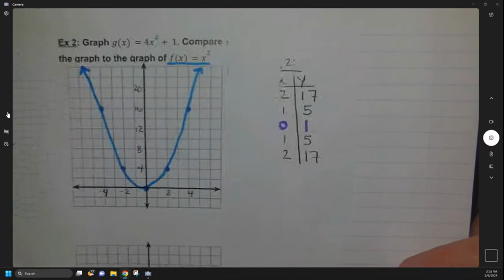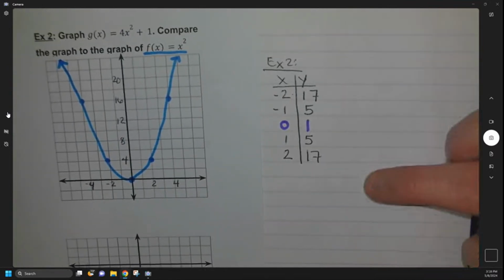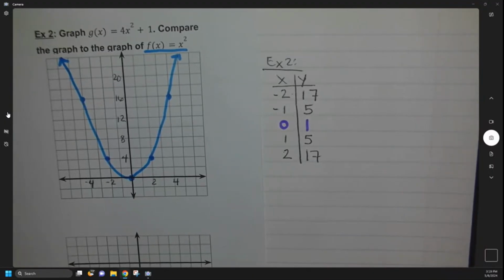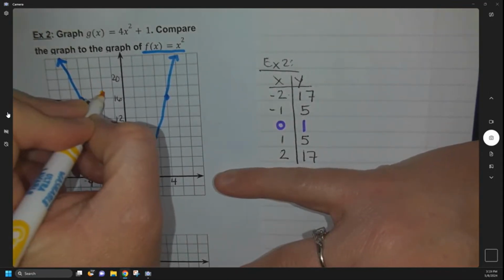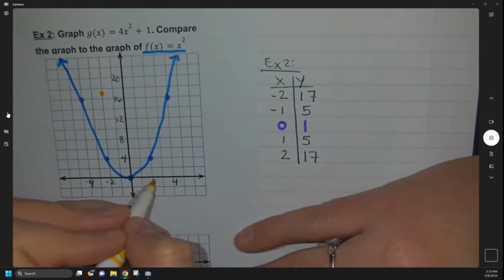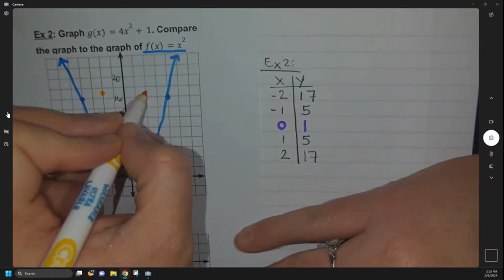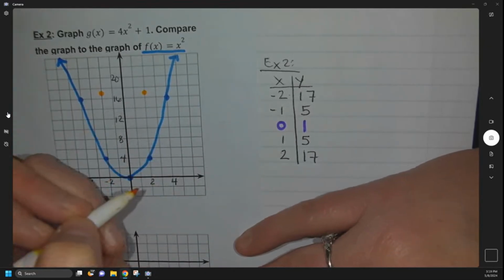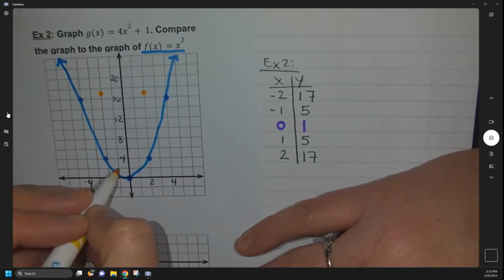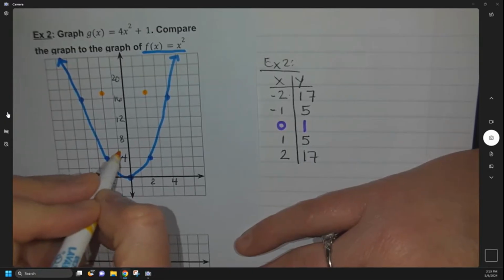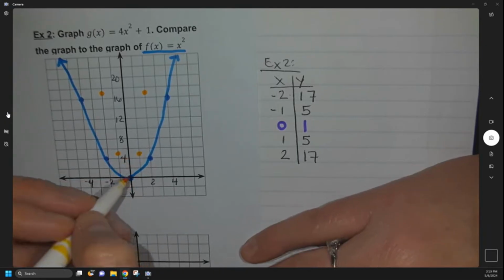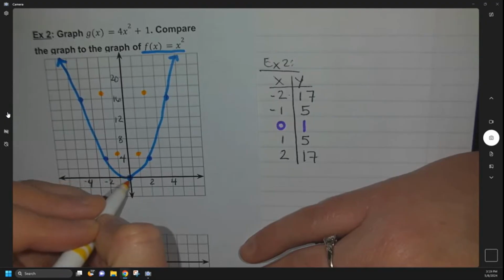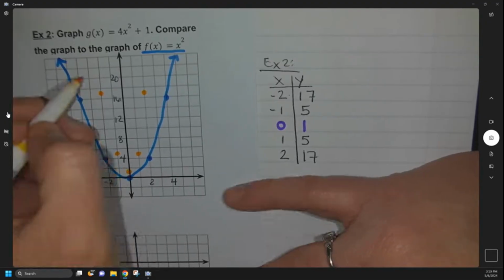Let's take a look at our other function here. We've got (-2, 17). There's 16, 18, so we'll go halfway across. And we've got (2, 17) as well, so I'm going to do that one right now. Then (-1, 5), (1, 5), and then (0, 1), so halfway right there.